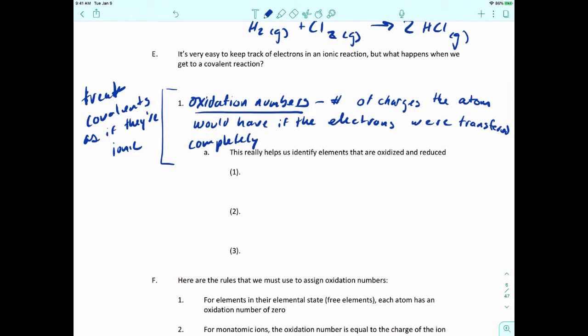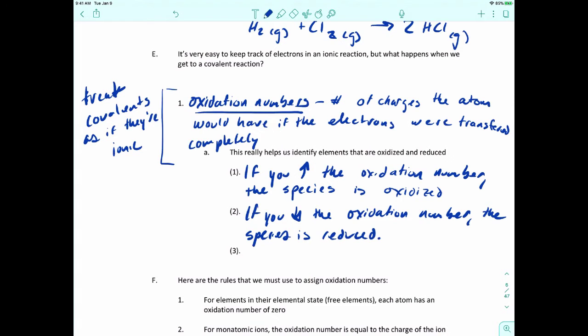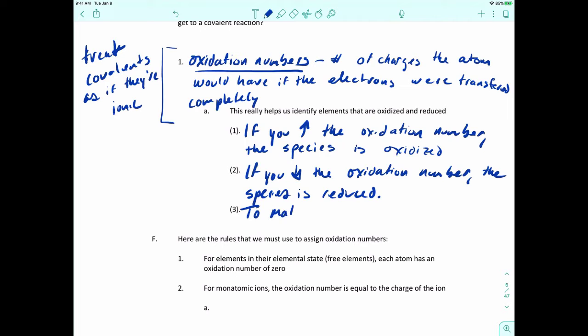Now, this really helps us identify elements that are being oxidized and reduced, because if you increase the oxidation number, then we know that the species is being oxidized. And if we decrease the oxidation number, the species is reduced. Okay, and to make a compound neutral, the oxidation numbers must add up to 0.